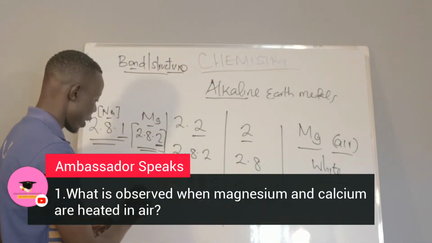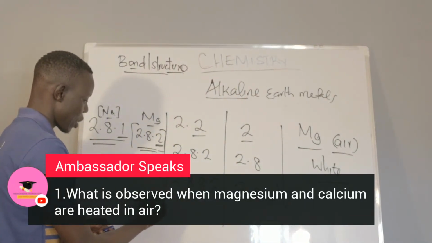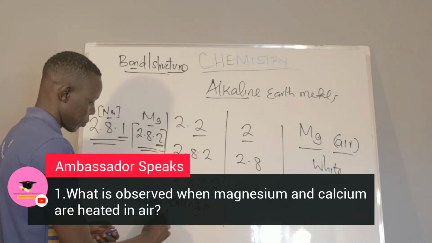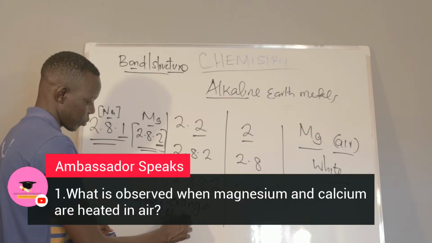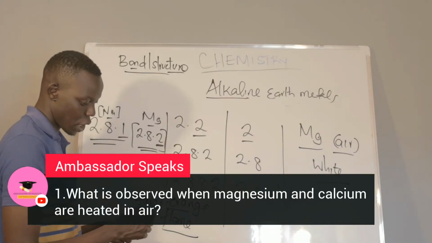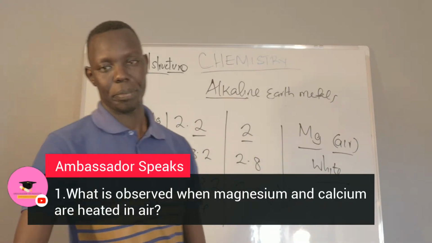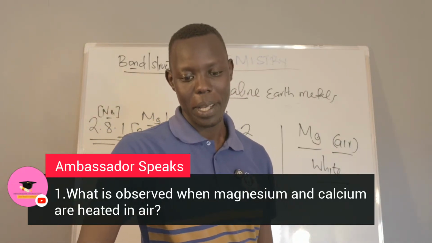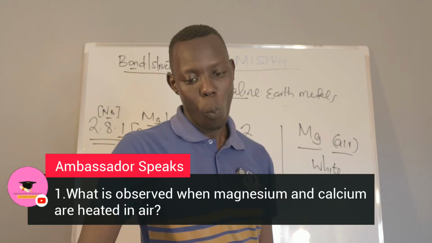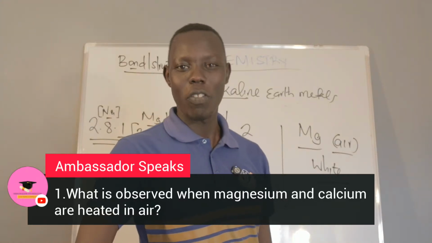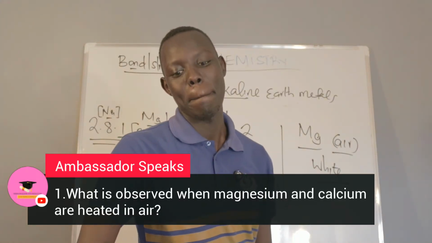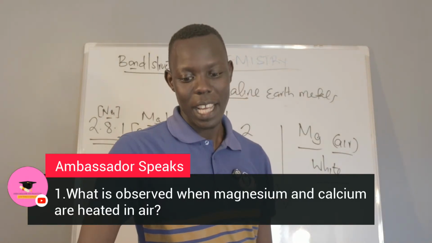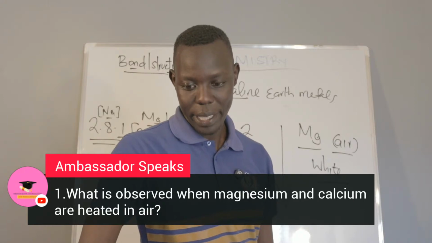Faint orange flame. Good. Now, products again formed when calcium burns in air. It forms white products. Is there anyone answering me?